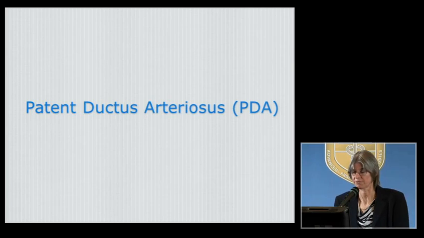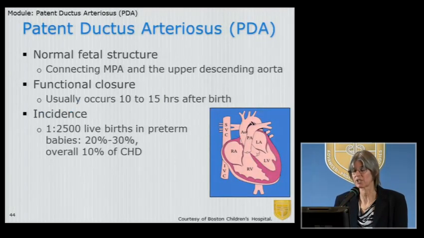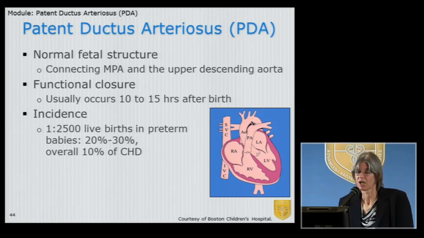Patent ductus arteriosus, another one of the left-right shunts. It's a normal fetal structure, connects the main pulmonary artery and the upper descending aorta, functionally closed usually 10 to 15 hours after birth, but it's very common to be open in preterm babies, and then you have to either treat them medically with indomethacin, and if this fails, they come to the OR for closure.